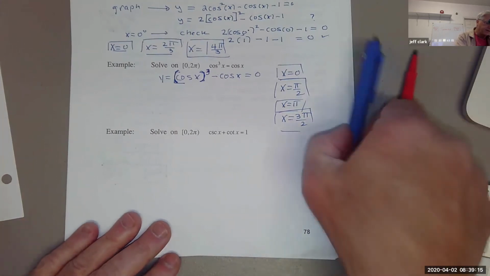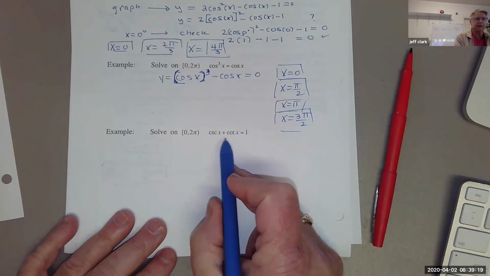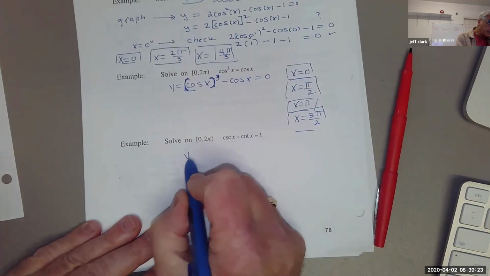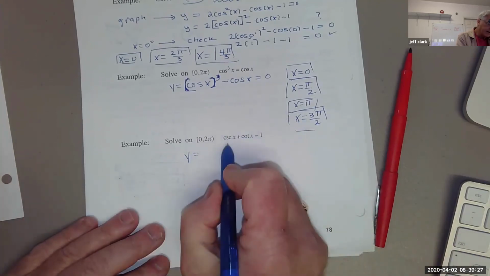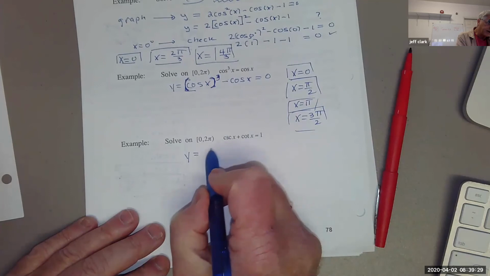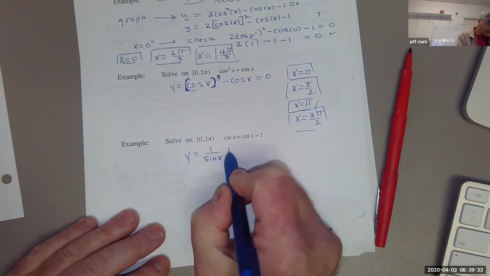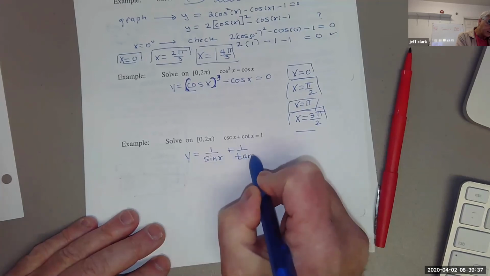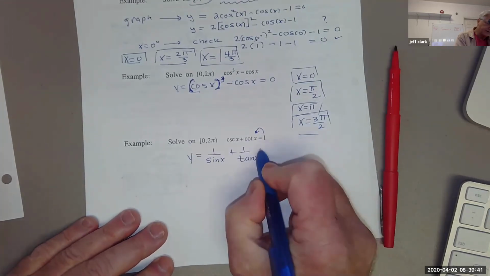And finally, this one. Well, you don't have buttons that say cosecant and cotangent. So I'm going to recommend this is how you're going to do it with the calculator. Cosecant is the reciprocal of sine. So do 1 over sine x plus 1 over tangent x. And don't forget to bring that over to the left to set it equal to 0, so subtract 1.